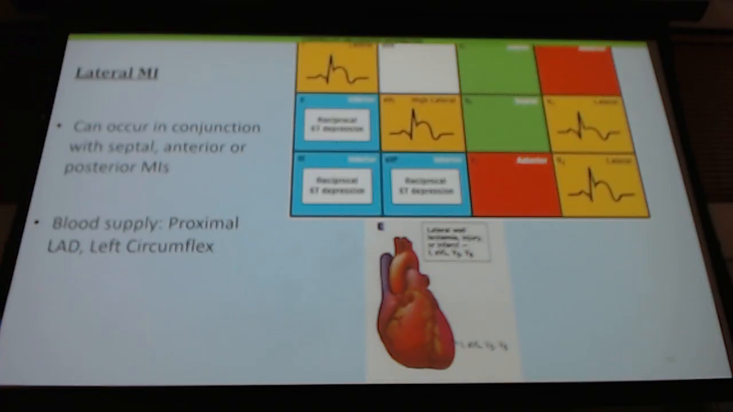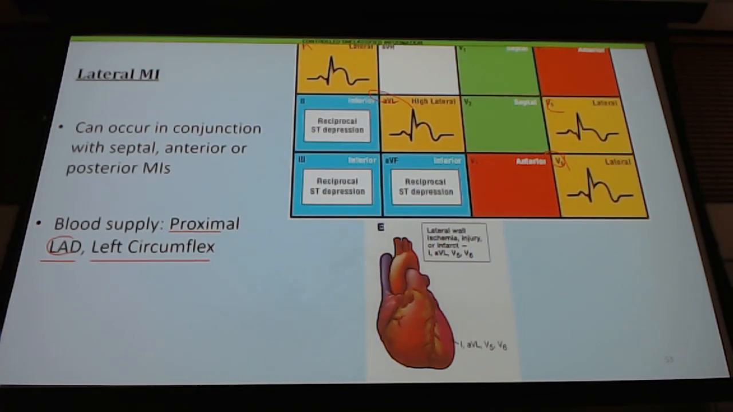Looking at a lateral MI, leads 1, AVL, V5, V6 are going to be showing ST elevations. And the blood supply for this is going to be your proximal LAD and your left circumflex. There's a little watershed in this region from your left anterior descending. So can you have ST elevations in V5, V6 with a left anterior descending occlusion? Yes, you can because of that watershed area. But typically you're going to see ST elevations in V1 through V4 as well.